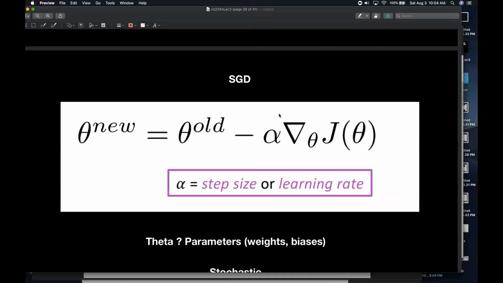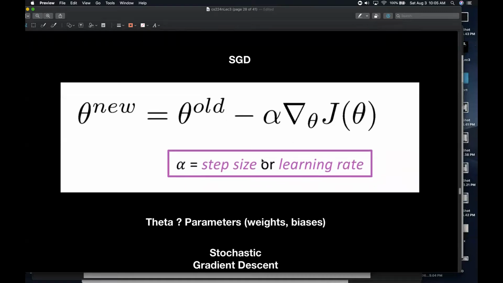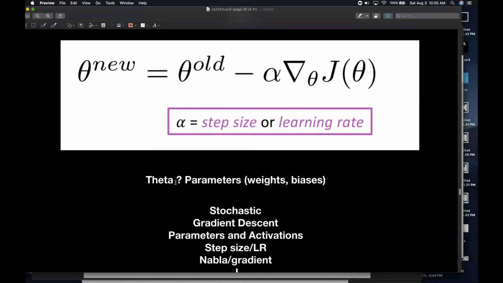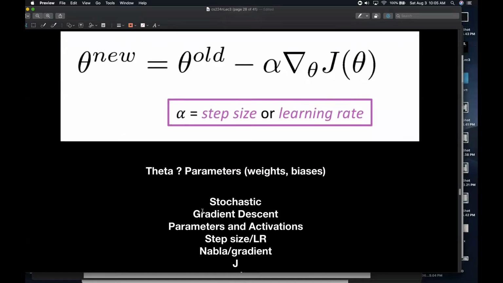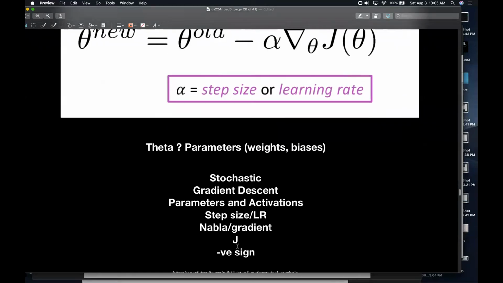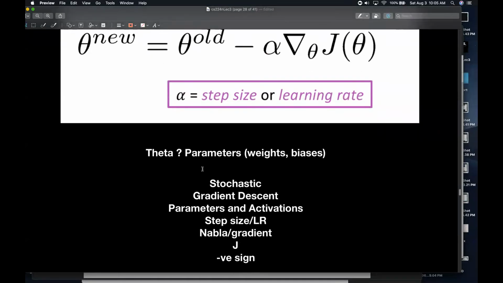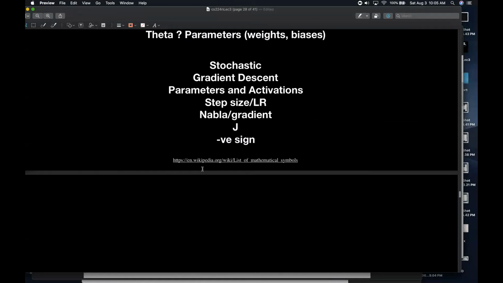Stochastic gradient descent, this is what the formula looks like. And of the things that are happening over here, I've written down the things that we need to cover. What is the stochastic? What is gradient descent? What are parameters and activations? What is this step size LR? What is nabla gradient? And what is this J? So you look at this formula, and when we cover the next few slides, I think everything should make sense.